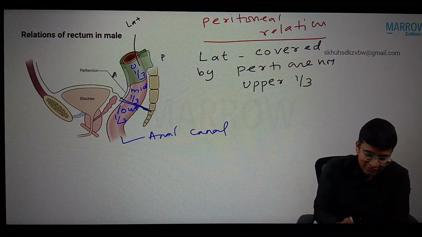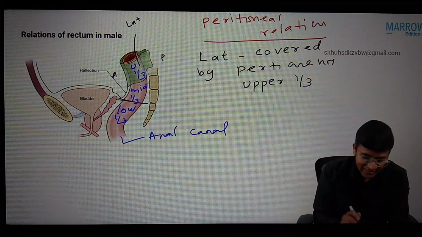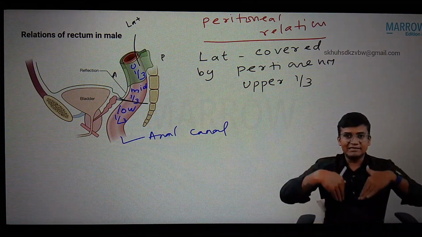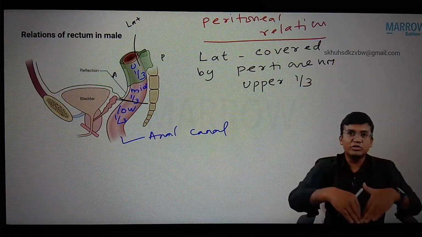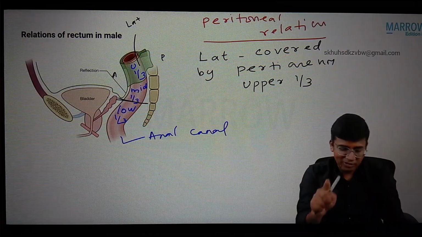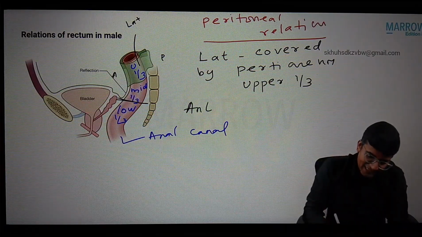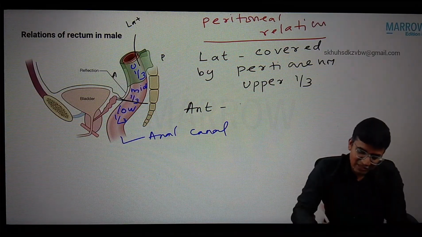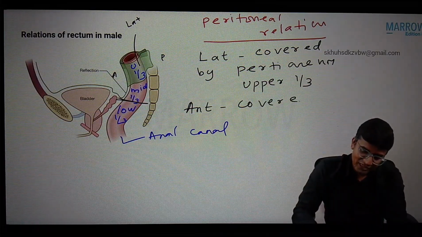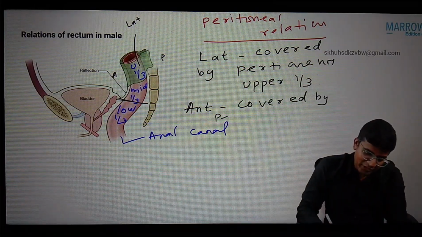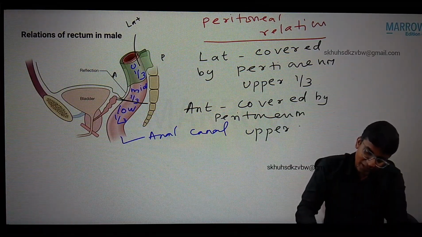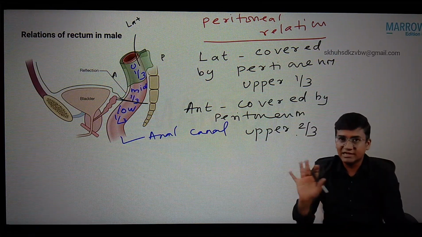The middle one third is covered by peritoneum in the front side, but you're not having any covering on the lateral part. Coming from the lateral side, it is coming to the front side, covering the middle one third, and then reflecting to the bladder in male, in female the uterus. So the point is, anteriorly, the rectum is covered by peritoneum in the upper two third. Is that clear?